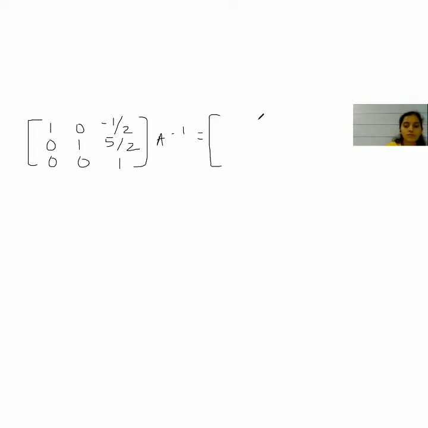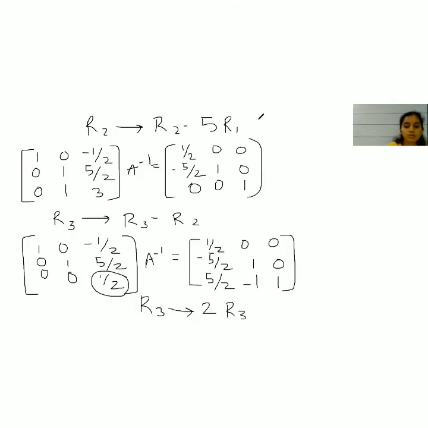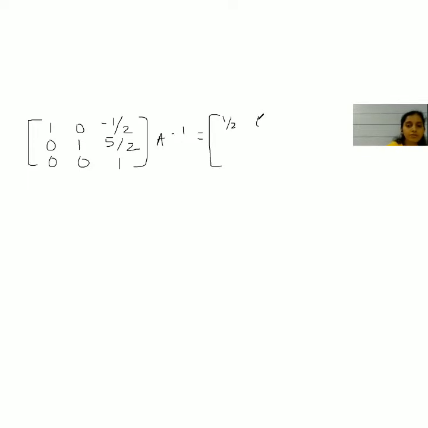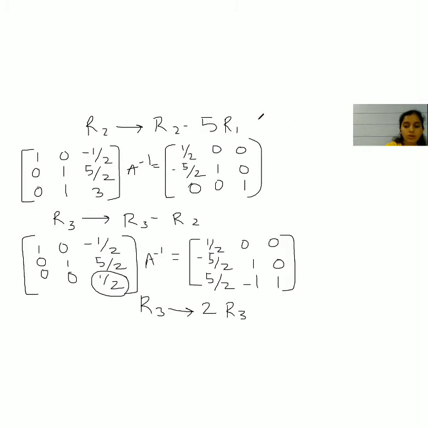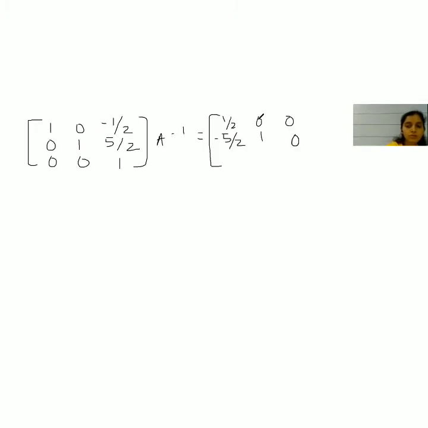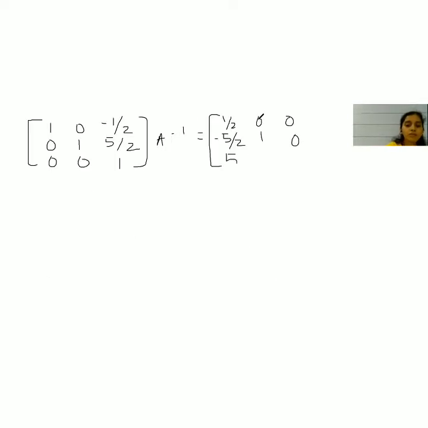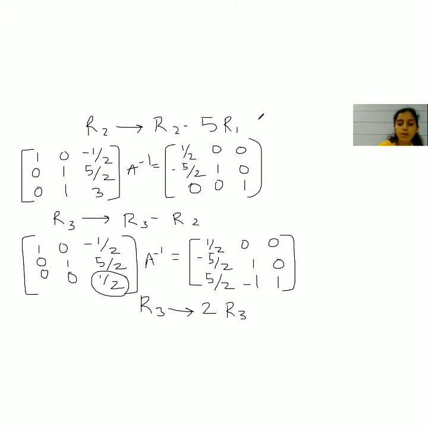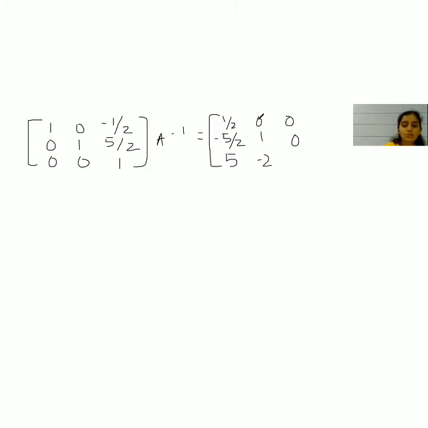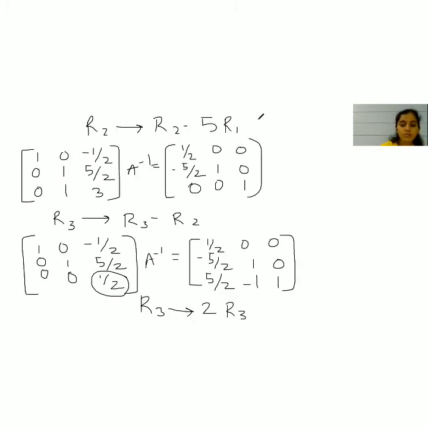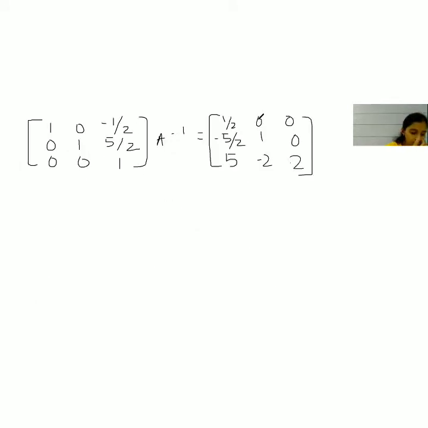Again, on the right side, the first two rows remain the same: half, 0, 0, minus 5 by 2, 1 and 0. Now the third row is changing. What does the third row have to become? 2 into R3. So 2 into 5 by 2 is 5. Then 2 into minus 1 is minus 2. And the last element 1, 2 into 1 is 2. So this becomes 2.